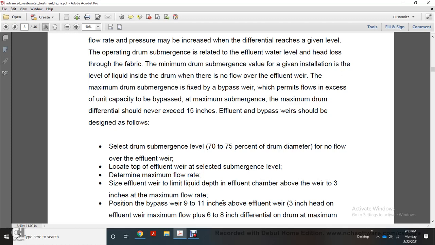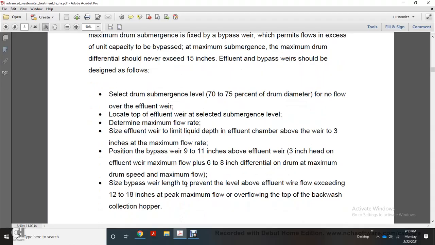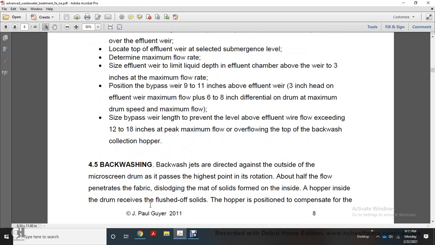Position the bypass weir 9 to 11 inches above the effluent weir, with a 3-inch head on the effluent weir at maximum flow, plus 6 to 8 inches differential at maximum drum speed and maximum flow. Size the bypass weir length to prevent the level above the effluent weir from exceeding 12 to 18 inches at maximum flow, overflowing the top of the backwash collecting hopper.